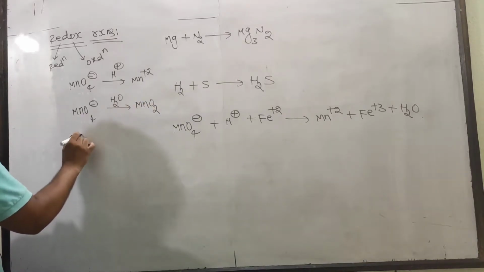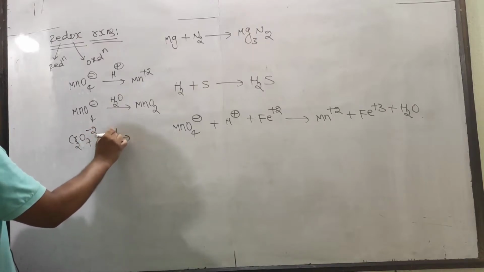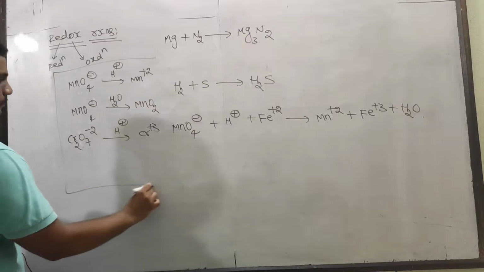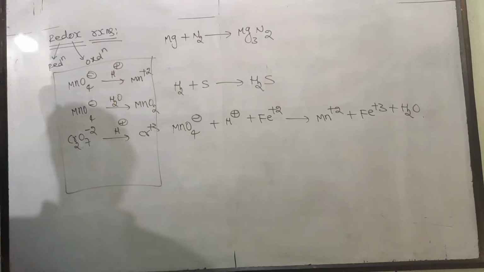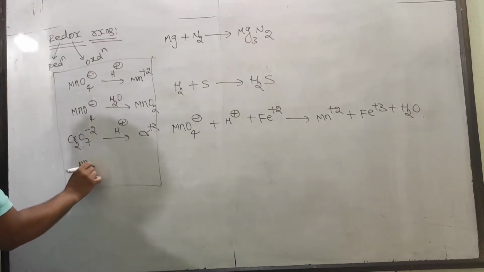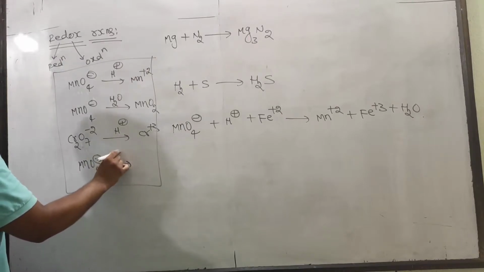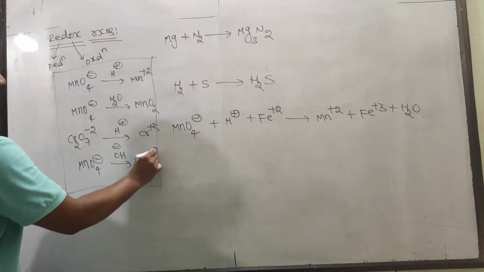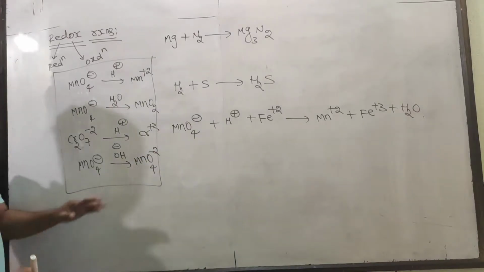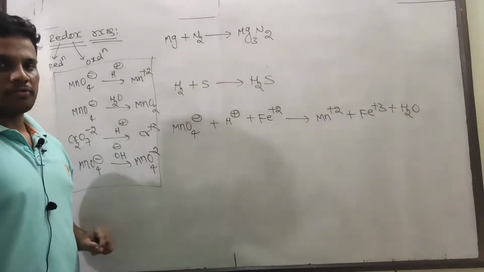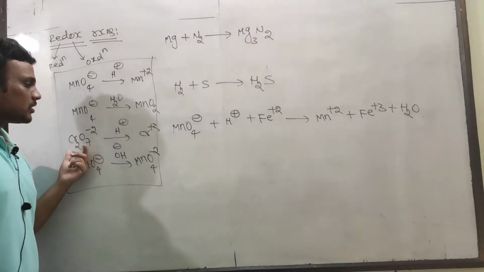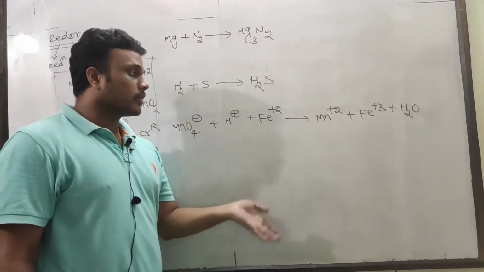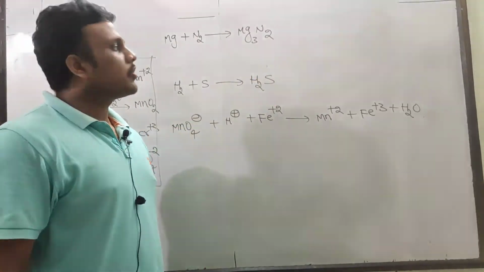Dichromate ion from potassium dichromate changes to Cr+3. So these are fixed. Permanganate ion in strongly alkaline medium changes to MnO4-2, manganate ion. So these conversions are fixed on the basis of medium, but dichromate acts as an oxidizing agent only in acidic medium, not in alkaline or neutral medium. So let's see these simple reactions.